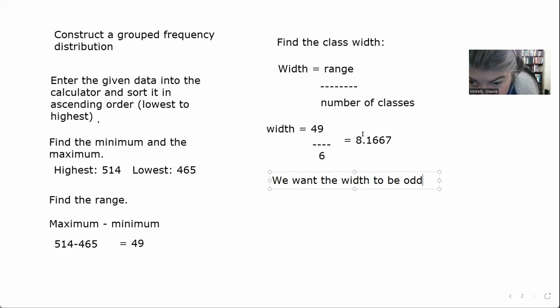And normally this would stay 8, but we want the width to be odd. So we're going to make the width the next available odd number. And so the width for this problem is going to be 9, because that's the next available odd that we have, okay? So our width is 9 units. That's all of our setup. We haven't made the frequency distribution yet, but we have all the numbers now that we need to do it. So we're going to make our frequency distribution table on the next slide.